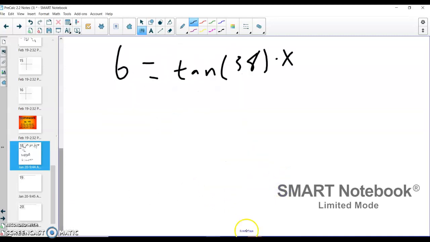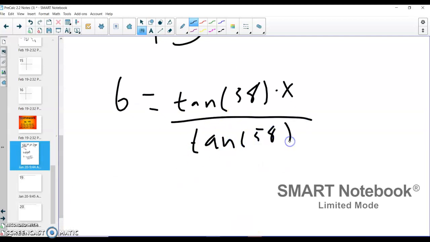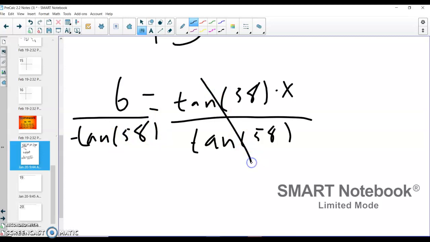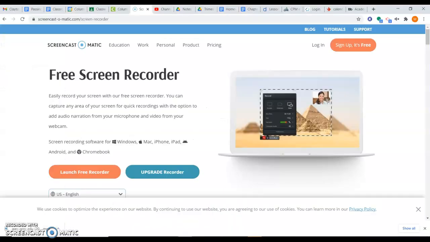Now to get x by itself, I'm going to divide both sides by the tangent of 58. Then it'll cancel on the right side, and I've got the tangent of 58 on the left side. So when it cancels, what I'm left with is x equals 6 divided by the tangent of 58, and that's something that we need to put into our calculator.